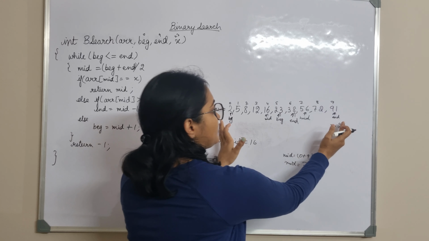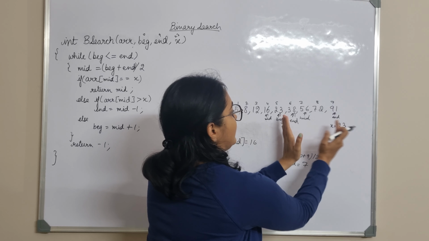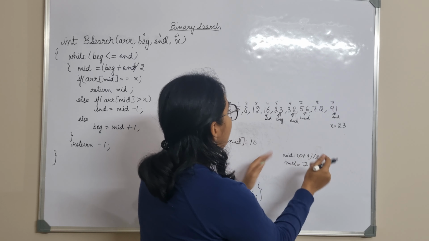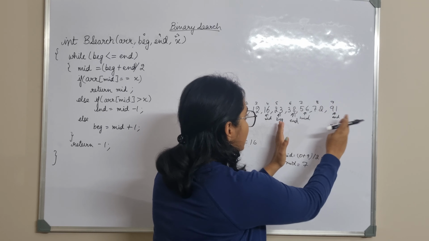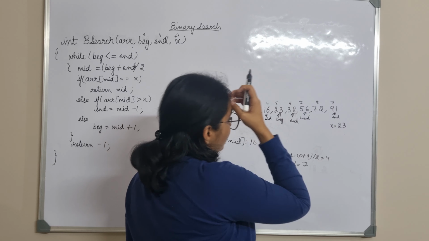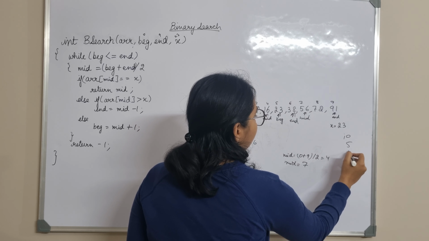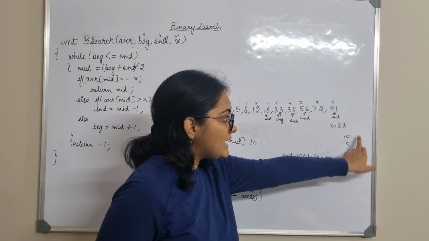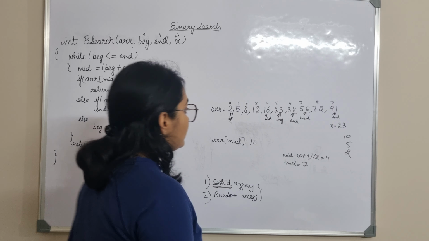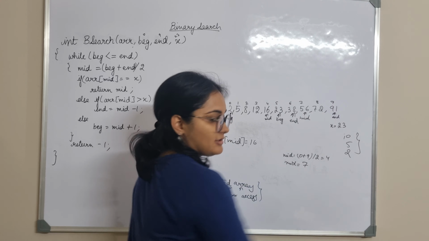Initially the search space was this, then it was half, and then it is again half. Earlier it contained 10 elements, then 5 elements, then 2 elements. So you see how the search space is reducing by half. So that is why it is called binary search.